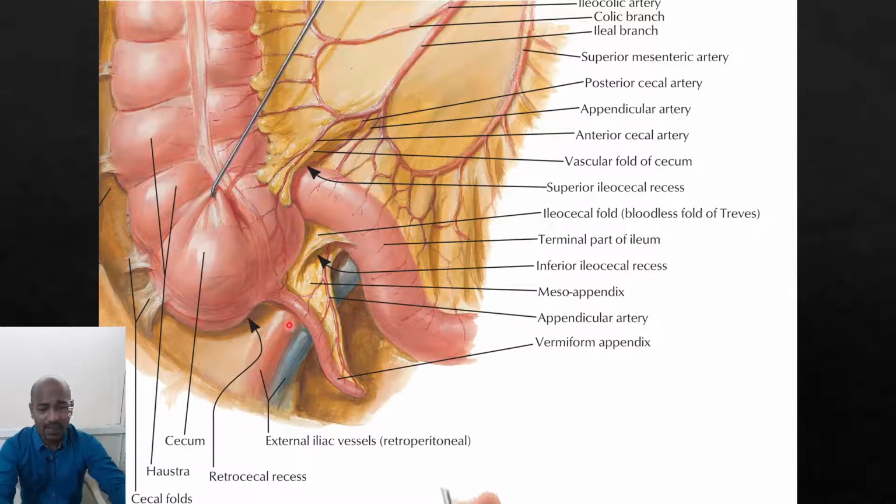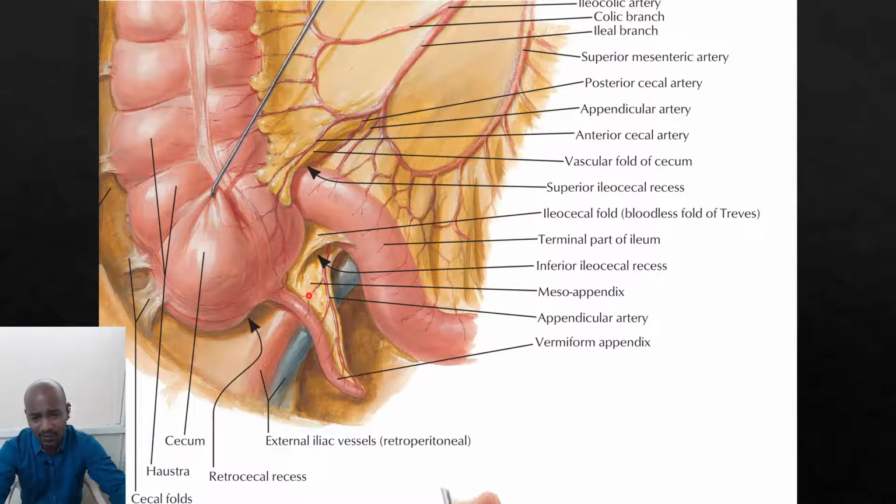Attached to the appendix is this triangular double layer fold of peritoneum, which is the mesoappendix, or the mesentery of the appendix. It transmits the nerves and blood vessels, the appendicular artery, and the splanchnic or autonomic nerves which supply the appendix. This mesoappendix runs between the terminal portion of the ileum and the appendix.